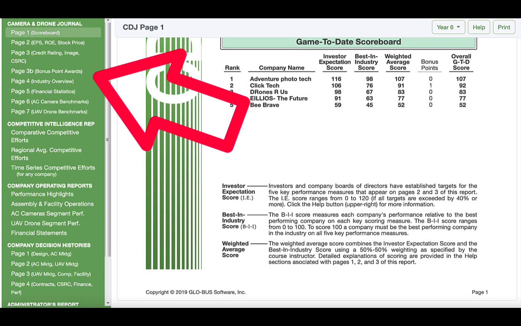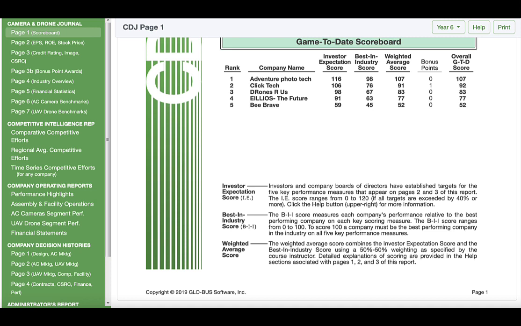Okay. You got page 3 is credit rating. Page 3B is your bonus points awards. Page 4 is industry overview. 5, financial. 6, your benchmarks for your AC. And 7, your benchmarks for your drones.